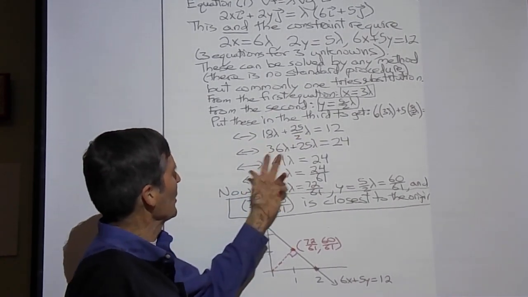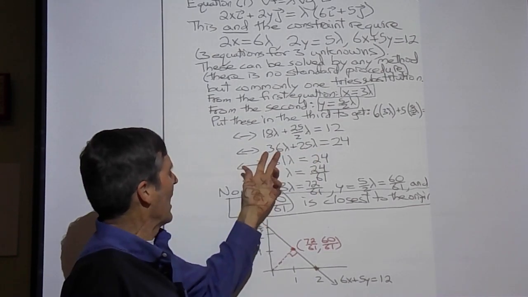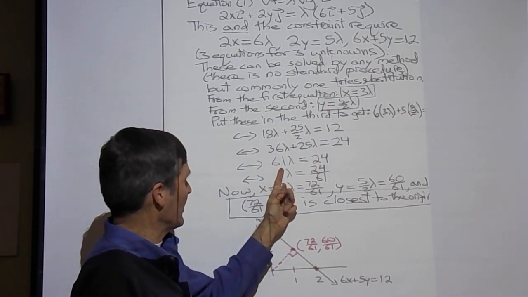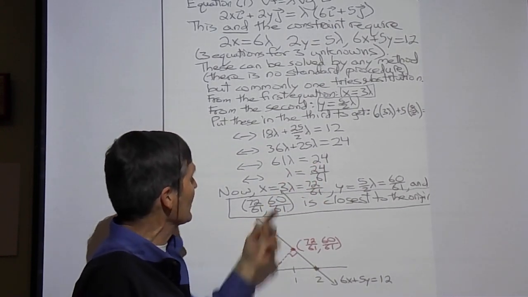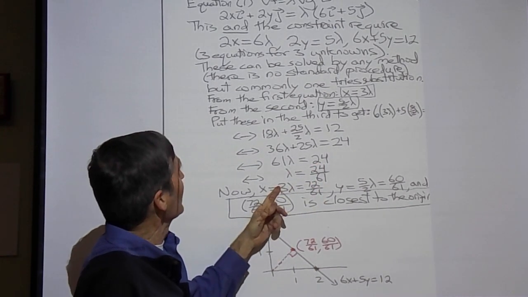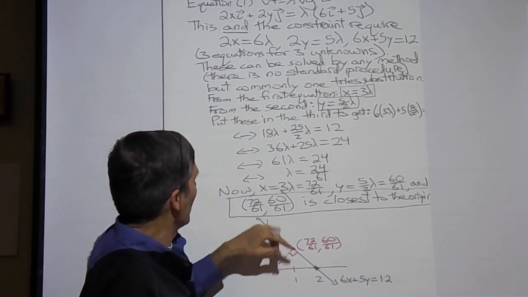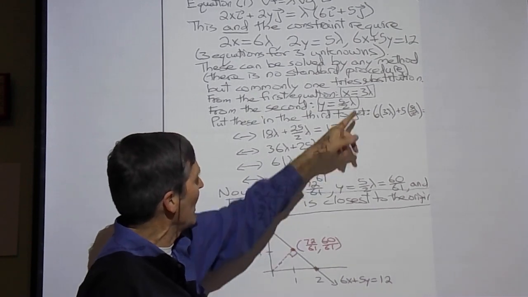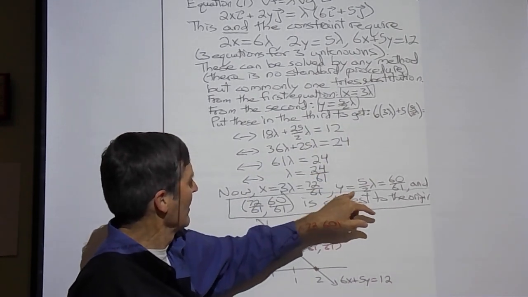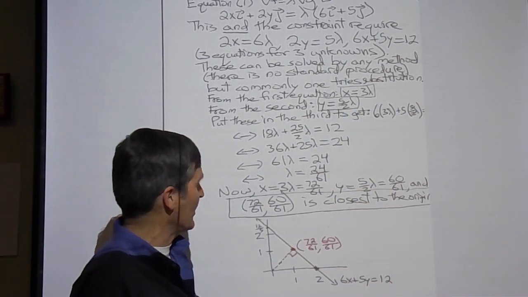Get rid of the fractions. Multiply that through by 2. Now, this says on the left, 61 lambda equals 24, or lambda must be 24/61. From which I can deduce, by x equals 3 lambda up above, that x is 72 over 61, and by y is 5 halves lambda up here, that y is actually 60 over 61.